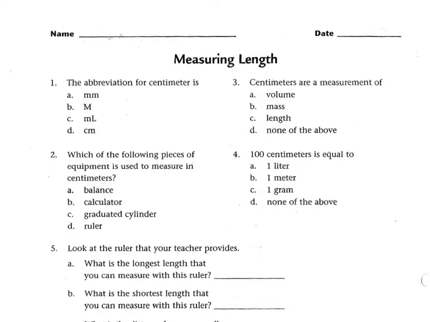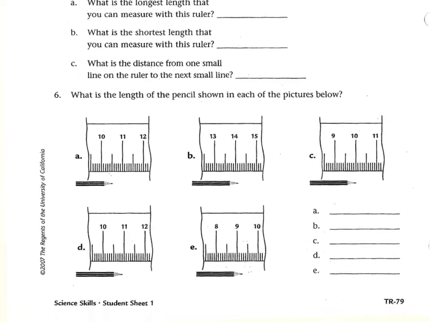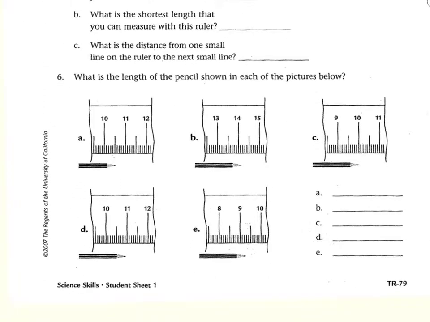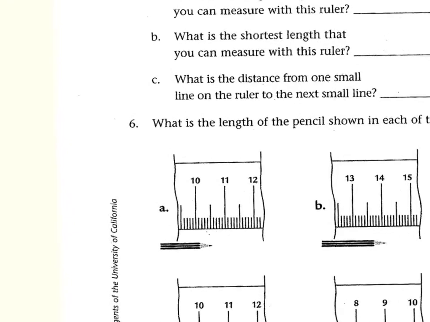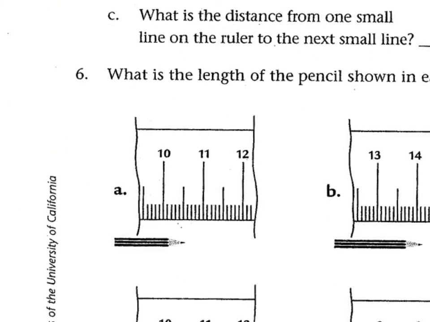We completed question 5 in class, so let's go ahead and skip down to the bottom of this handout. I'll do 6A, and then I will give you the answers to the rest so you can check your work. You should be pretty familiar working with rulers. So on this, they have a pencil that's drawn, and this little squiggly line here shows that the pencil continues off the end of the ruler. So what you really need to look at is where does the tip of the pencil line up on the ruler.